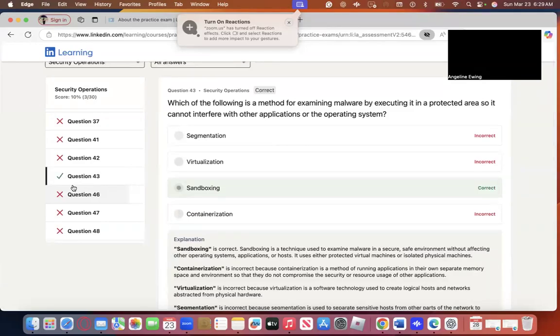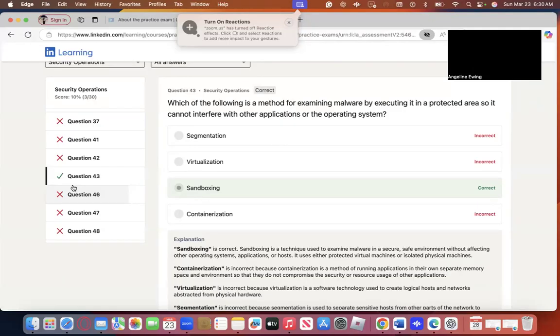Okay, which of the following is a method for examining malware by executing it in a protected area so it cannot interfere with other applications or the operating system? That would be sandboxing. Sandboxing is a technique used to examine malware in a secure, safe environment without affecting other operating systems, applications, or hosts. It uses either protected virtual machines or isolated physical machines.